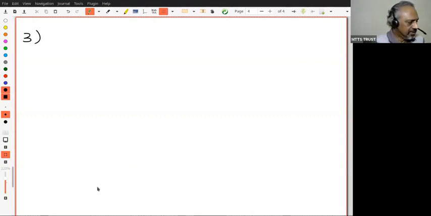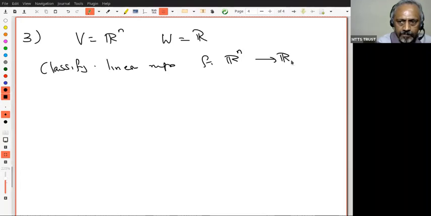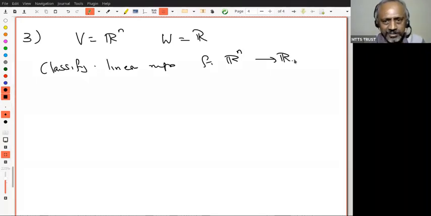Now I want to extend the same trick which I used in R to R. So let V equal to R^n, W equal to R. I want to classify linear maps f from R^n to R. Do not lose heart, pay attention, you will enjoy this.